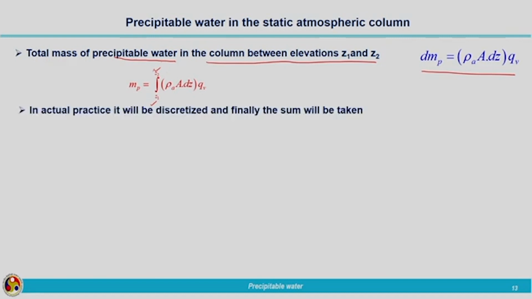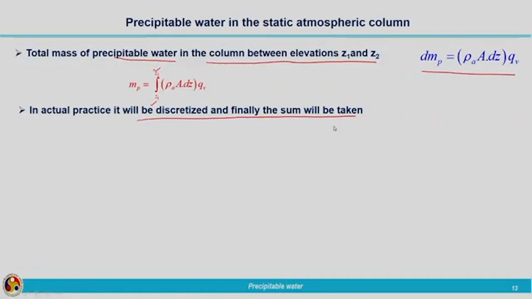What we will do usually, this integral will be discretized and finally we will sum up all together. So, from Z1 to Z2 we will be considering different strips within the column, and each one will be an approximation, but still if the depth of the strip is very small, we can assume uniform properties or average properties can be taken.